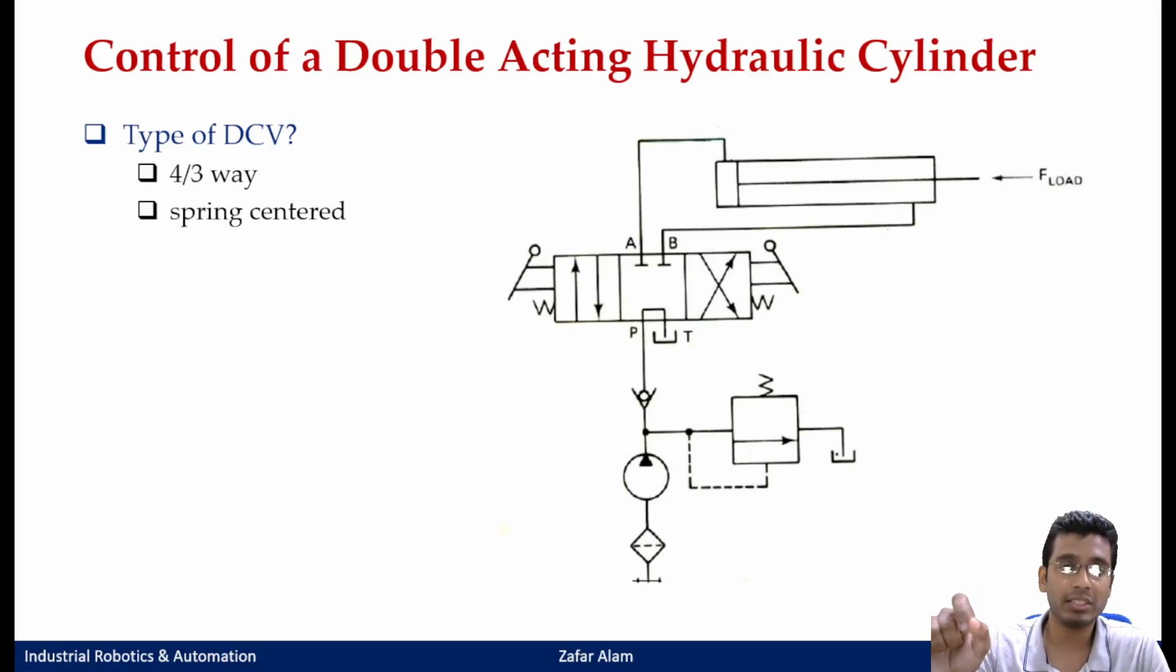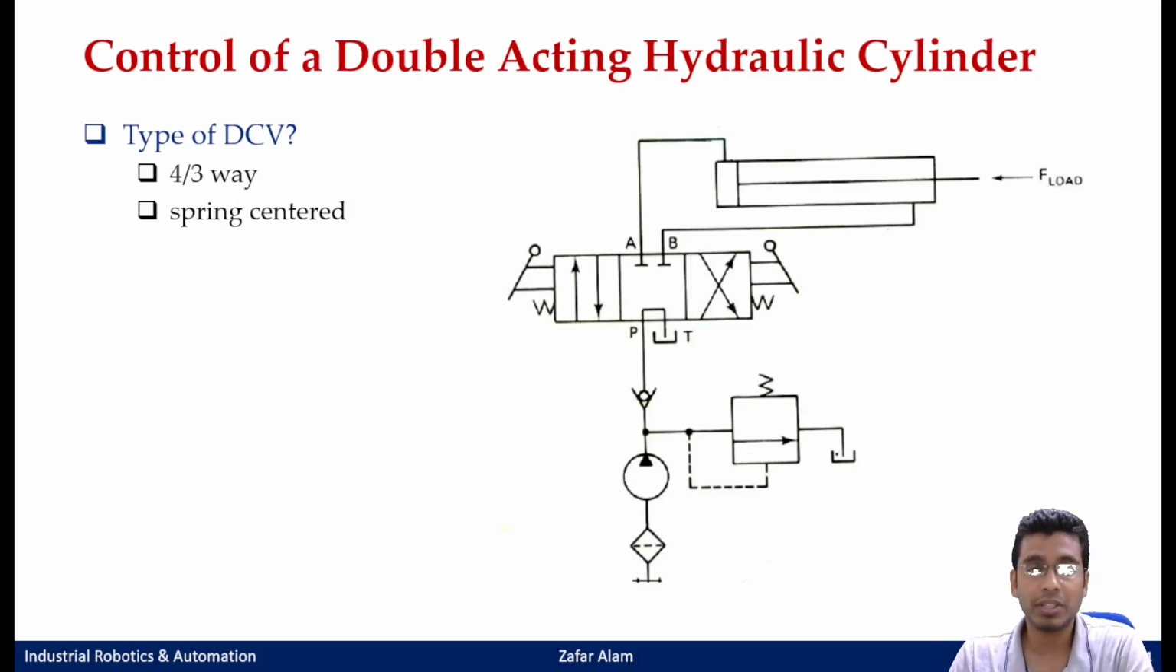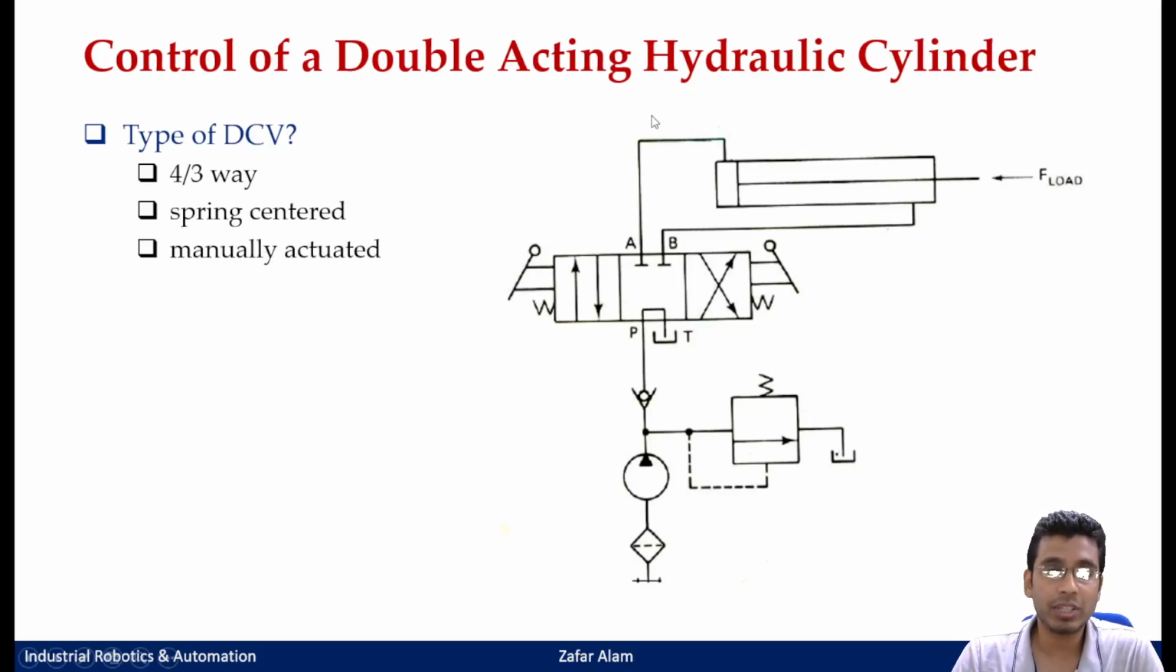The moment you just move the lever, the valve will come back to its center position since it is spring centered. Okay, and then you can say it is manually actuated because these are the symbols of a manually actuated valve through lever mechanism. Okay, so it is a 4x3 way spring centered manually actuated valve, right?